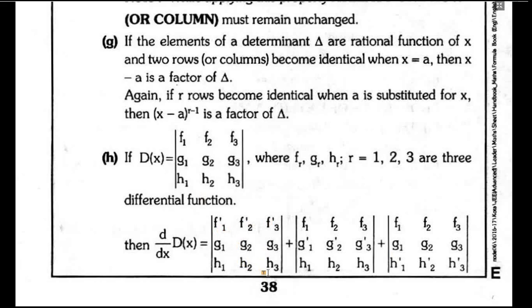If delta x equals the determinant with rows f1 f2 f3, g1 g2 g3, h1 h2 h3, where fr, gr, hr for r equal to 1, 2, 3 are three differentiable functions, then differentiation of the determinant will be f1 dash f2 dash f3 dash, g1 g2 g3, h1 h2 h3. This topic we have already covered in the calculus part.